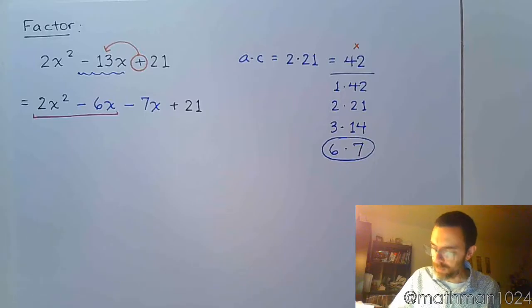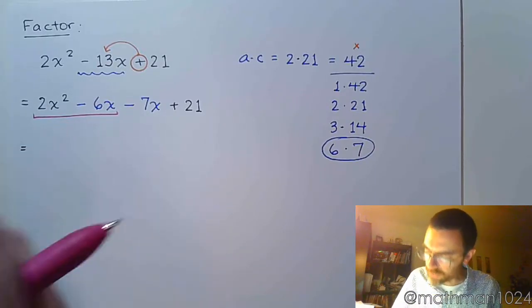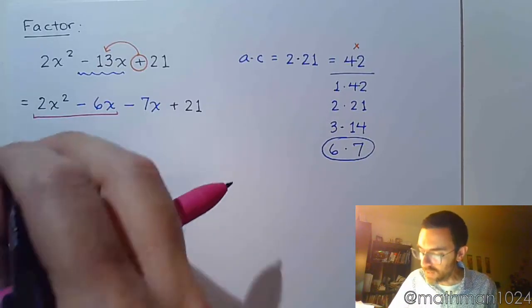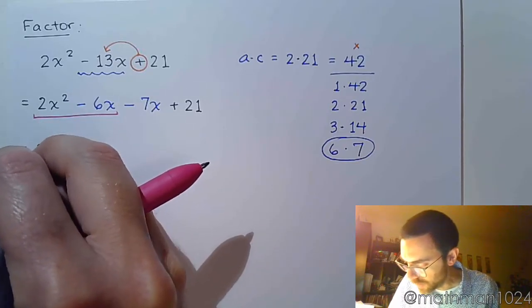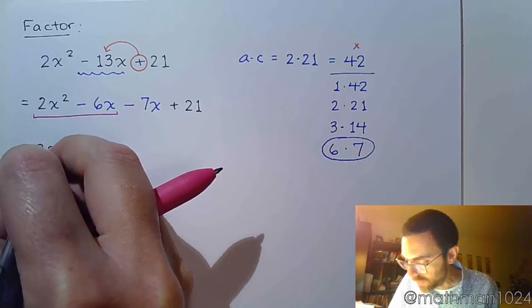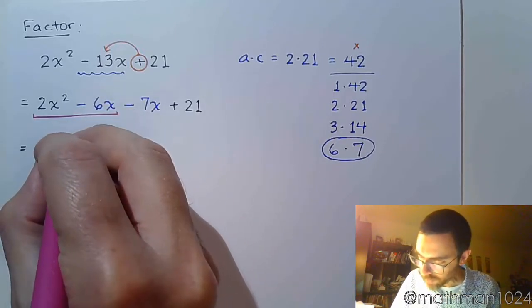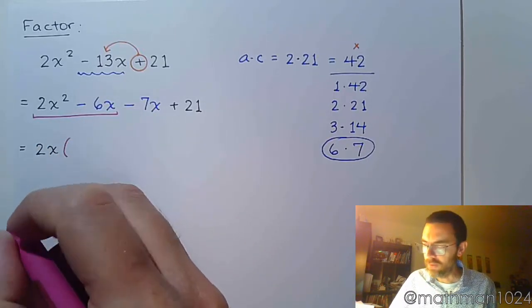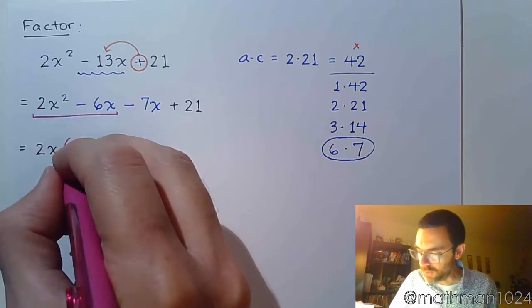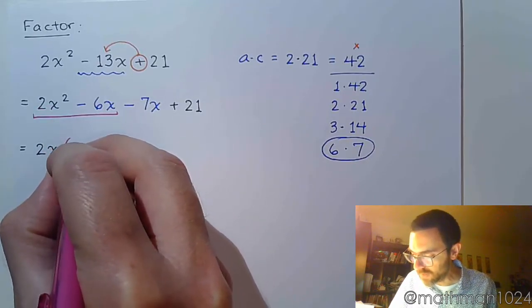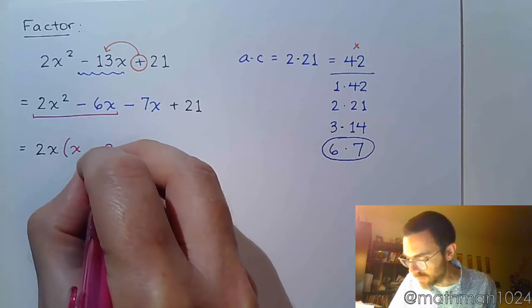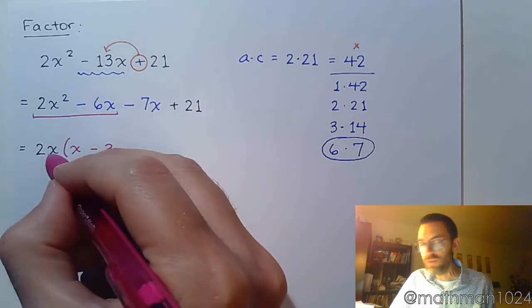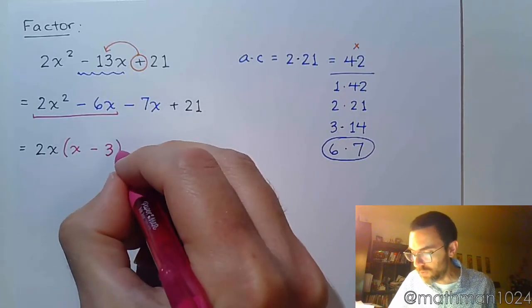Here's my first group. My common factor for 2x squared and 6x is, let's look, between 2 and 6, the common factor is 2, and they both share a factor of x. So let's factor that out. 2 divided by 2 is 1, and you have one factor of x right there. Negative 6 divided by 2 is negative 3. You had x, you factored it out, so that's it.